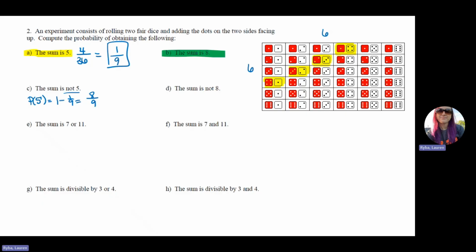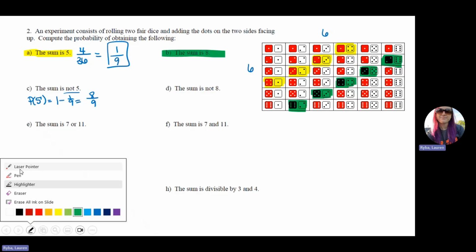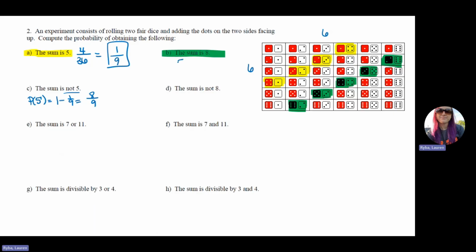So that's 5, 6, 7. Here's the sum of 8. I'm just going to follow up my diagonal. And this time I highlighted 5 options out of my 36. 5 and 36 does not reduce, so I'm going to stop there. And then I can find the sum is not 8 by taking what's left. So 1 minus 5 out of 36. If I've used 5 of the 36, there are 31 of the 36 remaining.